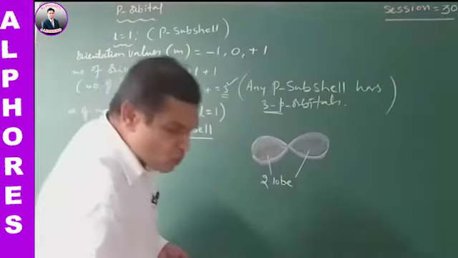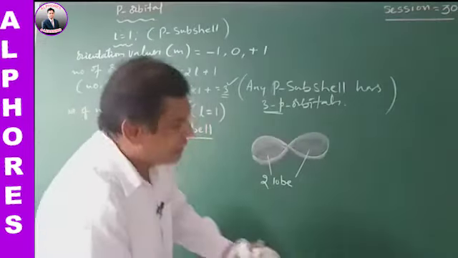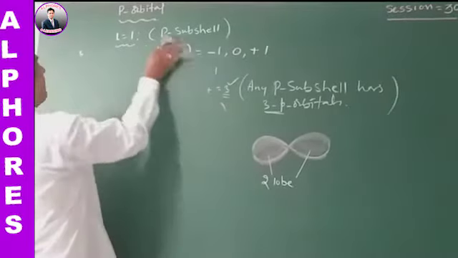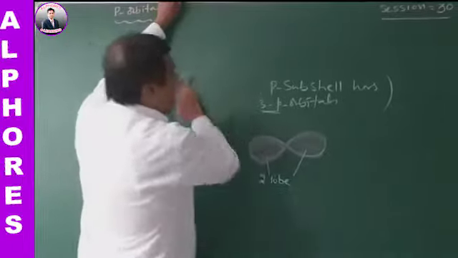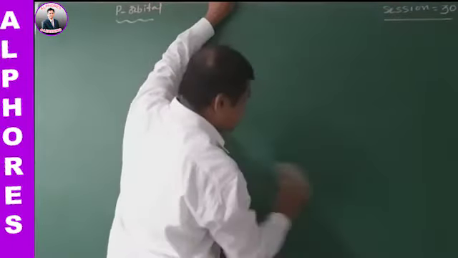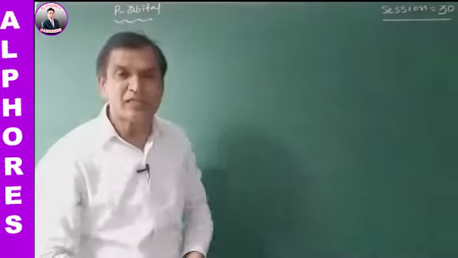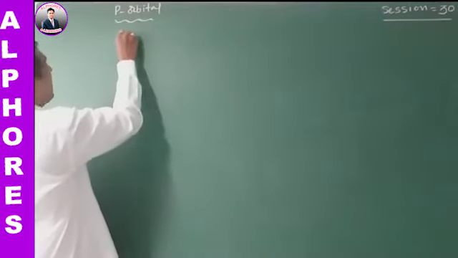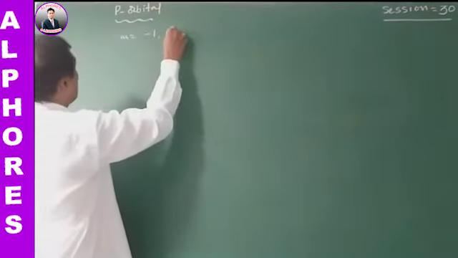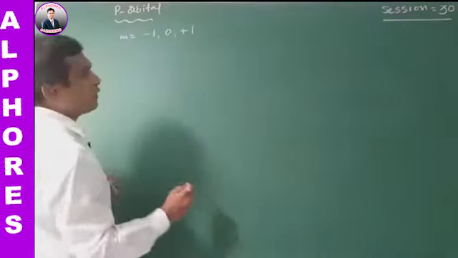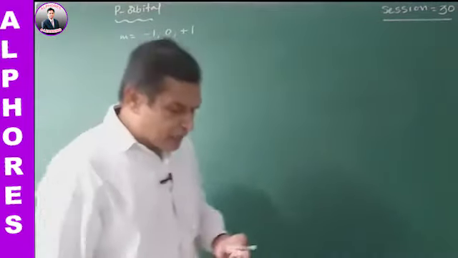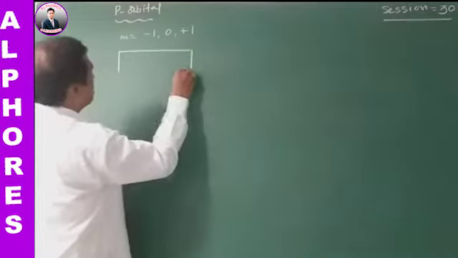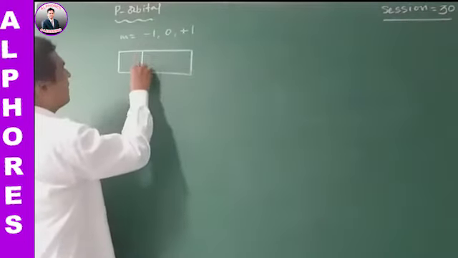Now let us draw the shapes of the p orbitals. That is the diagrammatic explanation of the p orbital. How many orientation values are possible for p orbital? The p subshell has 3 orientation values, that is, magnetic quantum number values m equal to -1, 0 and +1, as we already explained. Based on the 3 orientations, the p subshell contains 3 p orbitals. What are the 3 p orbitals?